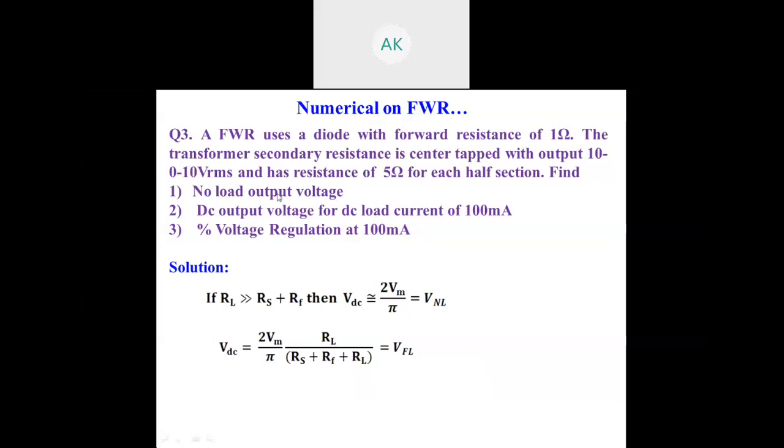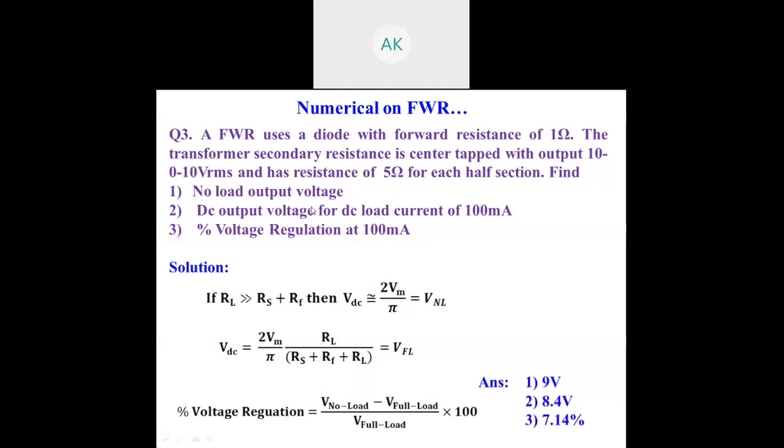What is voltage regulation? No load minus full load divided by full load. So can you find the no load voltage? The no load voltage is given as 2 Vm divided by pi, and the full load voltage is given as 2 Vm divided by pi into RL divided by Rs plus RL. So this gives you the full load voltage.